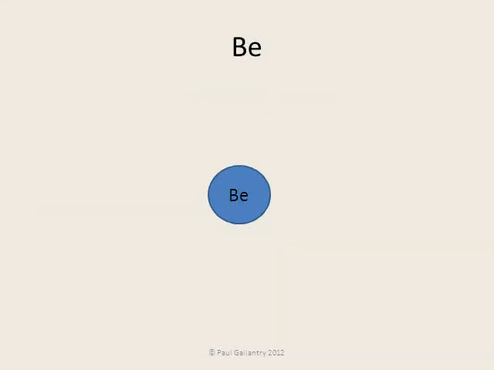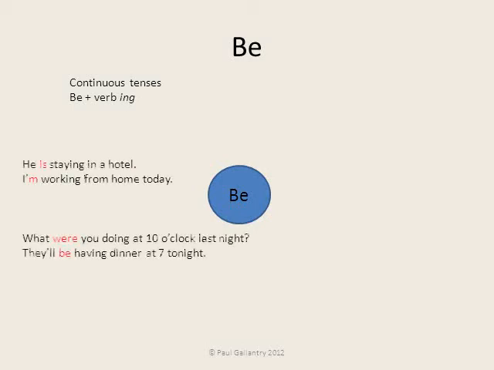Okay, let's look at be now. With be, we have continuous tenses. And that's be plus the verb with ing on the end. For example, he's staying in a hotel. I'm working from home today. What were you doing at 10 o'clock last night? And they'll be having dinner at 7 tonight. So the first two examples there are present continuous. The third one is past continuous, and the fourth one is future continuous. But you notice you've got the verb to be. It shows the time, it shows the when, but then you have verb ing. That bit doesn't change.